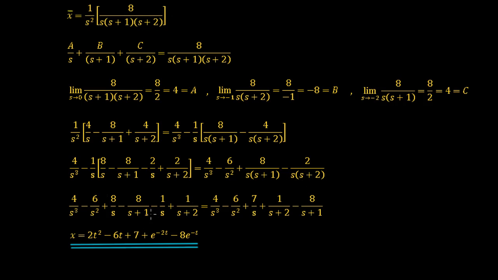Finally we'll be left with this equation here, which simplifies to this one here, and when we find the inverse Laplace transform we'll get x equals 2t squared minus 6t plus 7 plus e to the minus 2t minus 8e to the minus t.